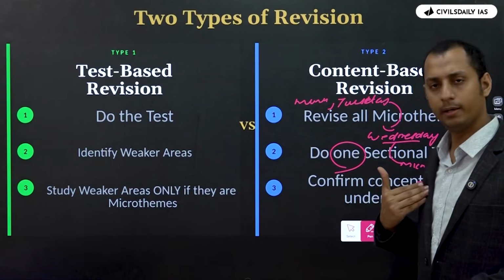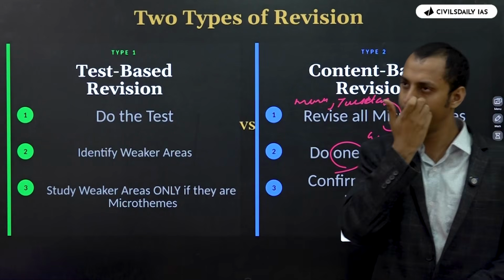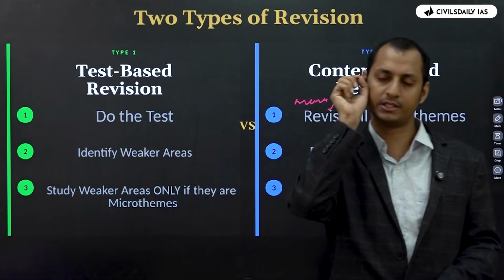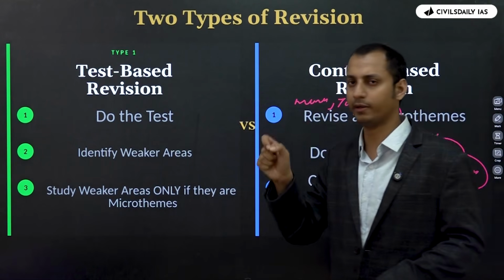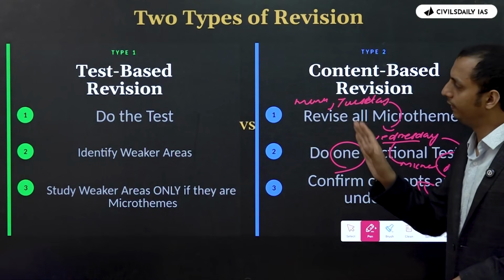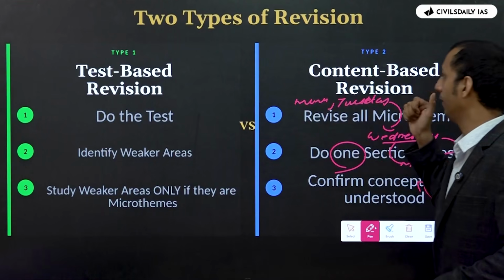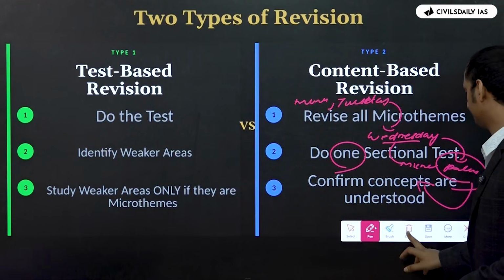Okay. In my opinion, the test-based approach is always better. Okay. Because you know that this is your weaker area and you focus more on that. The other is like studying the whole thing once again. Okay. So do this in my opinion. Go for test-based revision rather than content-based revision. Okay.